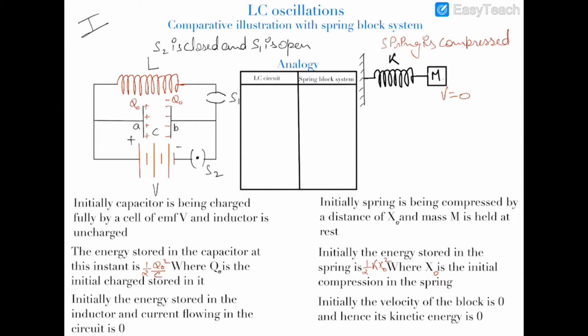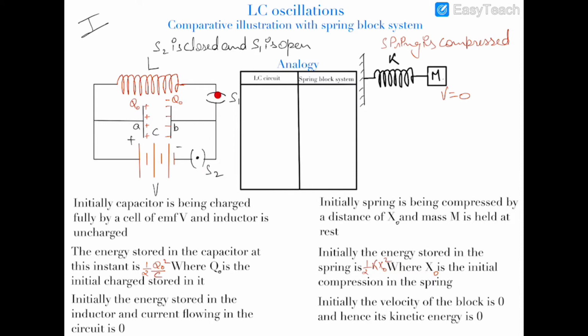Starting that, this is an inductor and this is a capacitor, and this switch is S1 and this switch is S2, and this is a cell of EMF V. Now initially this cell is charging this capacitor completely, and this switch S2 is closed and S1 is kept open.